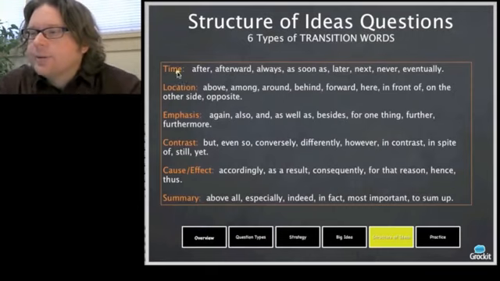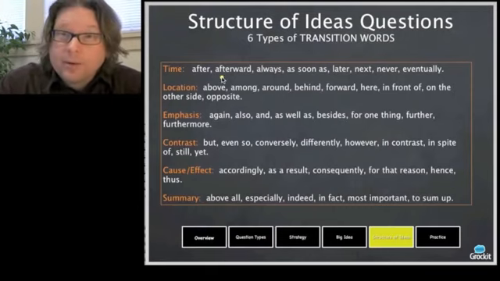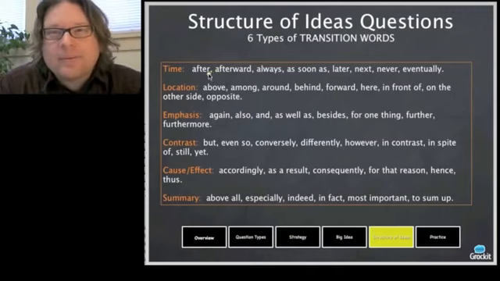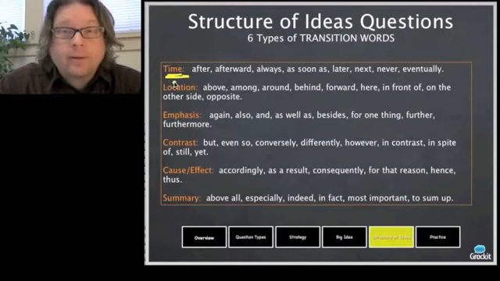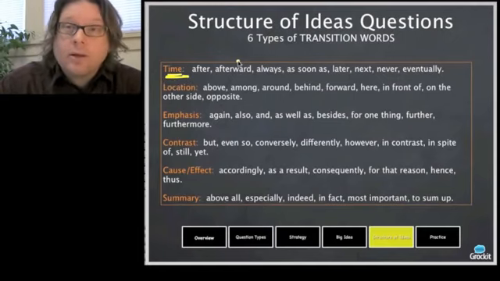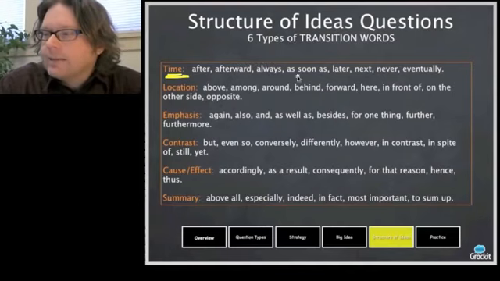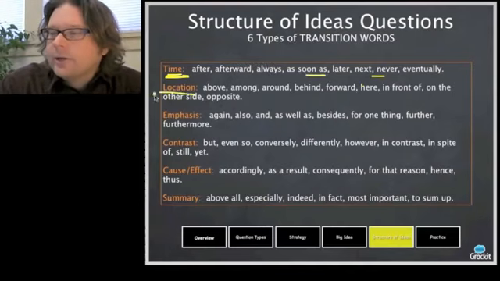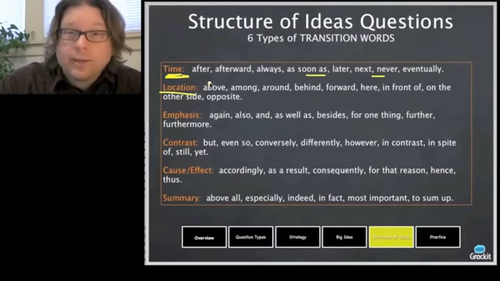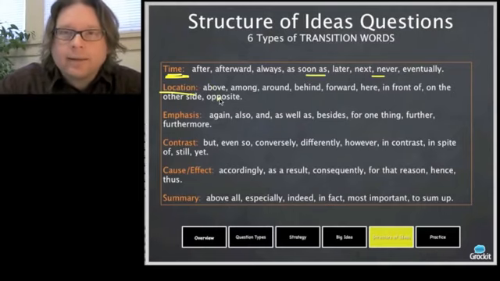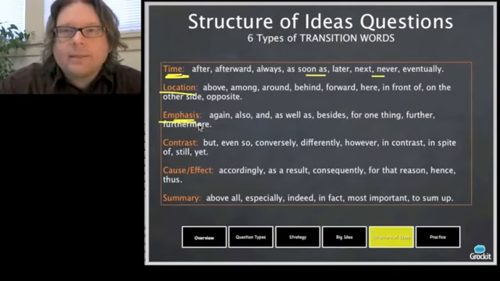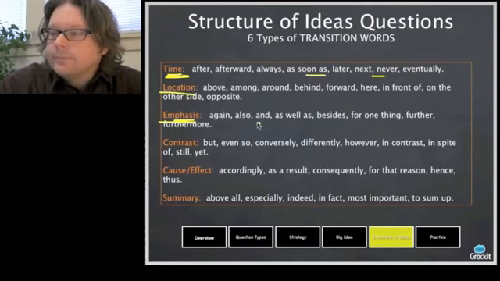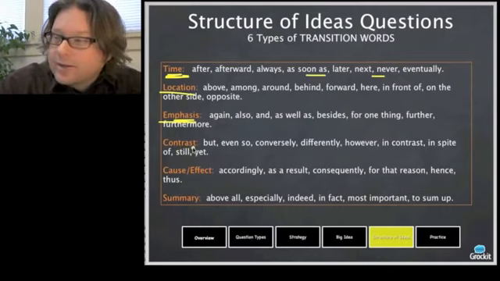So, 6 types of transition words. I'm not just going to read this list to you. You can pause this or come back to this slide later if you want to spend more time on it. But note that time words help establish a chronology more than just saying, the next month. Things like next or always, never, okay? Location, keeping track of spatial relationships. You may be asked to do that. Like, near this was this other thing. Emphasis, and this will be emphasis on the author's argument. Furthermore, this is the case. And this is to be contrasted with the contrast words.